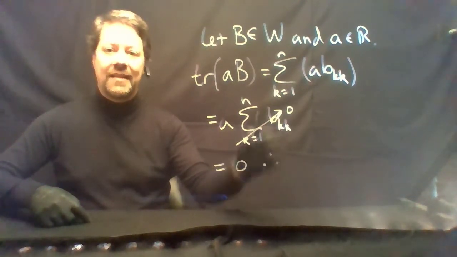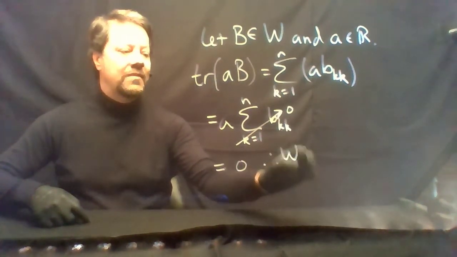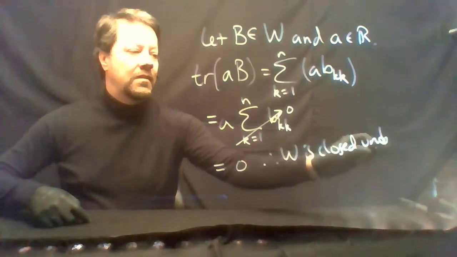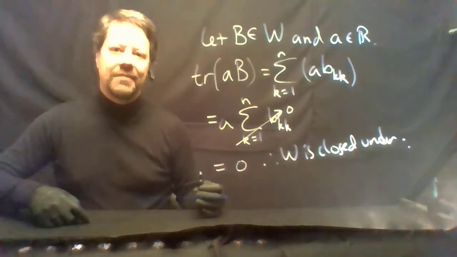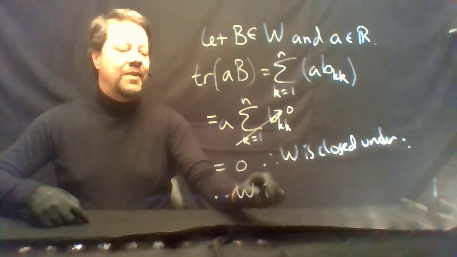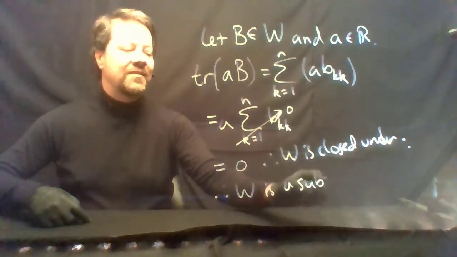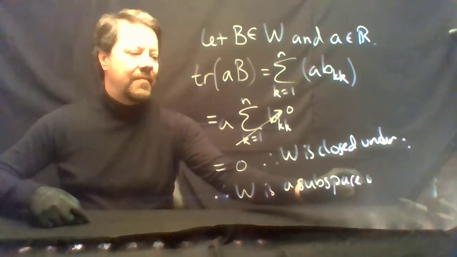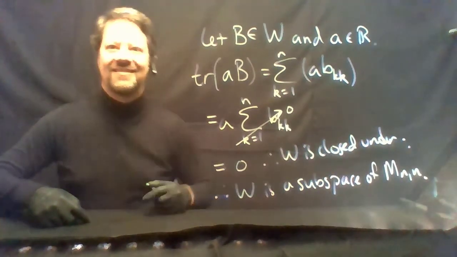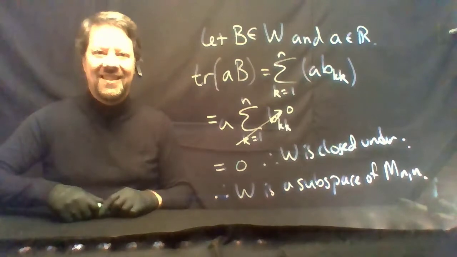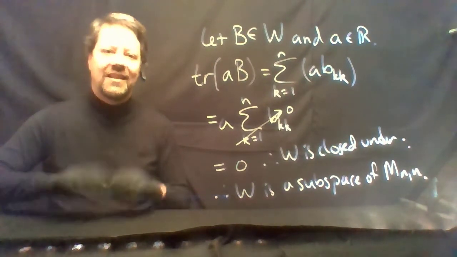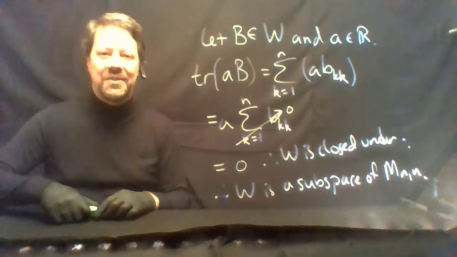We deduce then that the set W is closed under scalar multiplication. The theorem says then W is a subspace of MNN. So the set of trace-free matrices is a subspace of the vector space of square matrices.